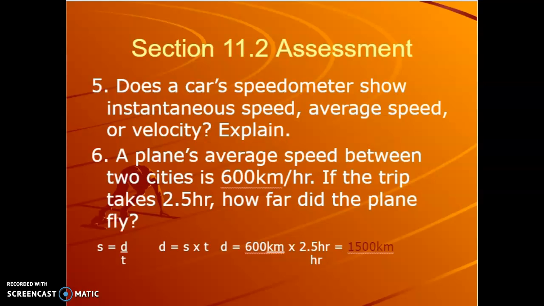Explain how. And then there's a calculation here of how to calculate a plane's average speed between two cities, which it shows you on here. But again, we'll be doing more math practice with this later on as we progress through this chapter, so don't worry about that too much right now. It's important now just to understand these concepts.